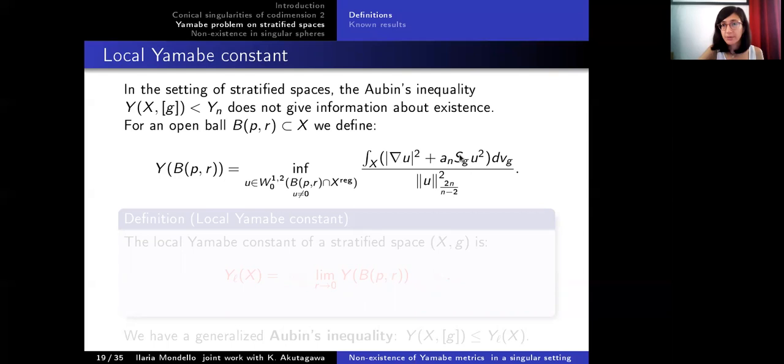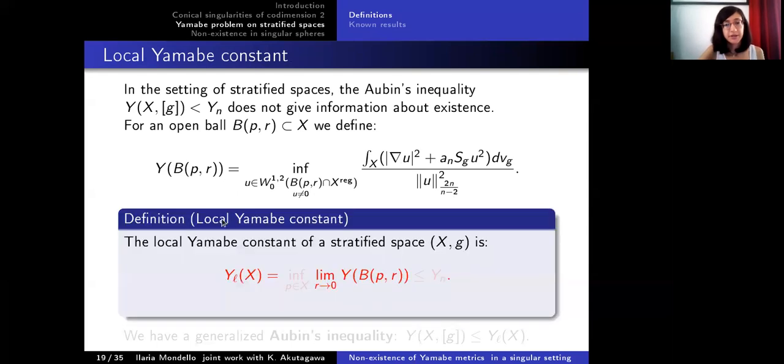And this is the infimum of the Yamabe functional, as before, of functions that are Sobolev and compactly supported in the regular part of the ball. Okay, so now consider the limit as the radius goes to 0 of the Yamabe constant of the ball. If you pick a point P in the regular set, then it is a point belonging to a smooth manifold, and the limit here will just be the Yamabe constant of the sphere.